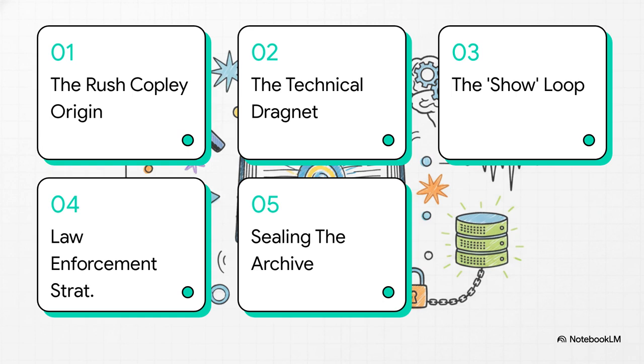Okay, so here's our game plan. We're going to start right at the beginning, at the origin point. Then we'll see how this technical dragnet gets built out. From there, we'll look at what the archive calls the show loop, this idea of a repeating pattern. Then we'll touch on the law enforcement angle, which is pretty interesting. And finally, see how the whole thing gets sealed up into one forensic archive.